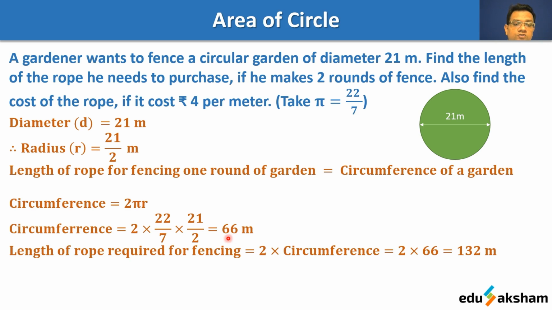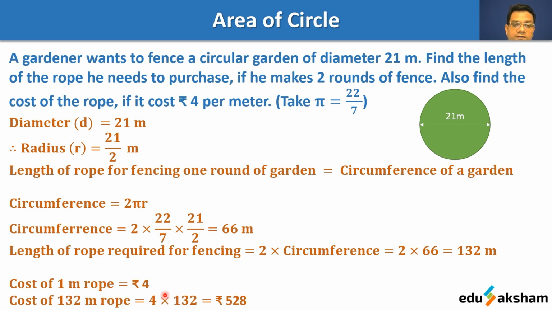He makes 2 rounds, so total length of the rope for fencing is 2 into circumference, which gives us 2 into 66, which is equal to 132 meters. Now cost of 1 meter rope is 4, so we multiply it by total length of the rope required. So we get the total cost as 4 into 132, which gives us rupees 528.